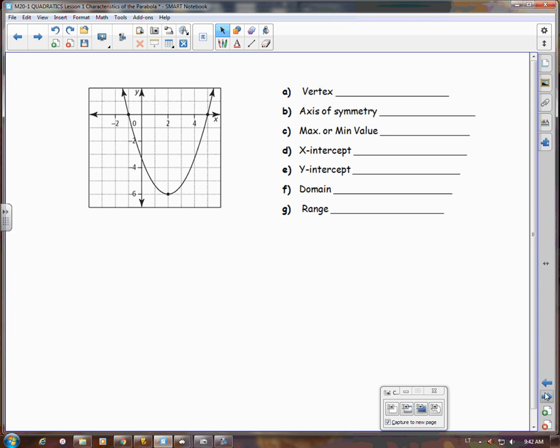We see our vertex. So, if it's clearly identifiable, great, easy to pick off. So our vertex is at 2 and negative 6. And then most of these other things, I don't even have to look at the graph now. Axis of symmetry is where x is equal to 2. The max or min value is where y is equal to negative 6. The only thing to tell the difference is I'd have to know if it opens up or down. So quick look at the graph, it opens up. So that means this is a minimum value.